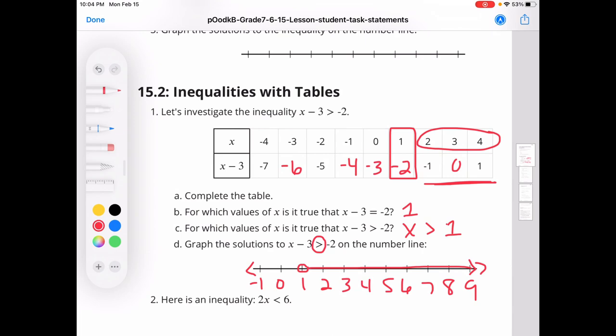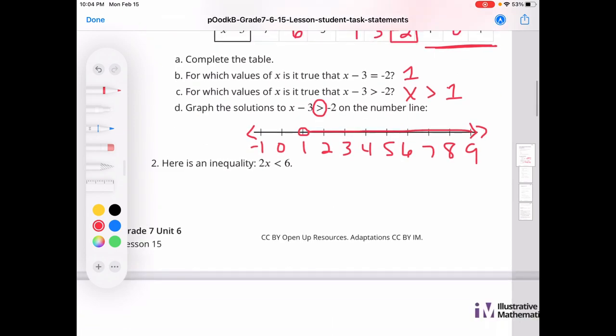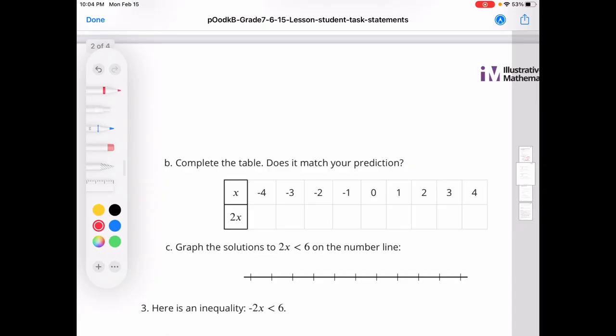For number 2, it has 2 times x is less than 6. So I'm going to write that here. 2 times x is less than 6. So if x is negative 4, we would have 2 times negative 4, which is negative 8. 2 times negative 3 is negative 6. 2 times negative 2 is negative 4. 2 times negative 1 is negative 2. 2 times 0 is, of course, 0.